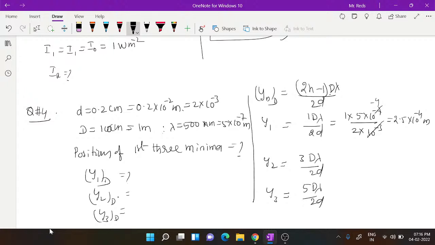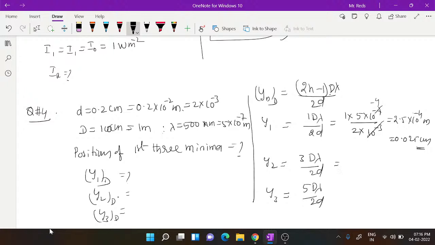If you want it in centimeters, they have given centimeters, right? So two decimals means 0.025 unit. It is equal to 0.025 centimeter. That is the first one.